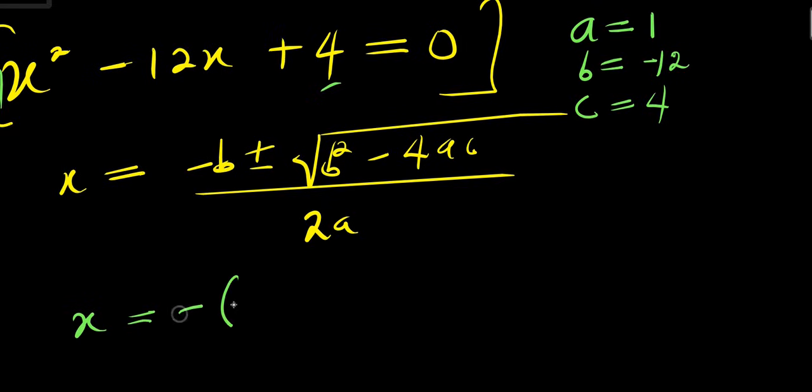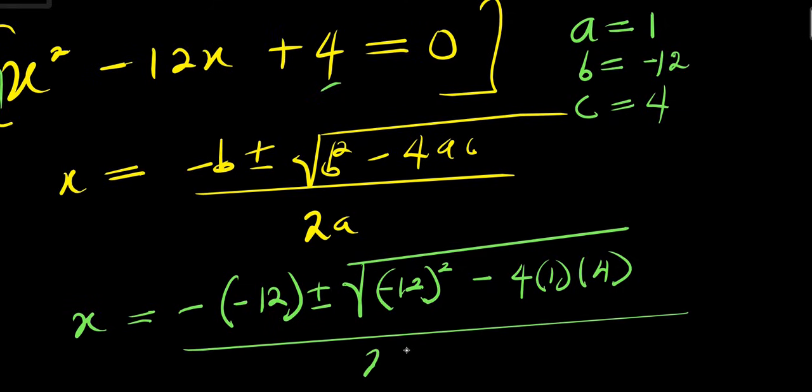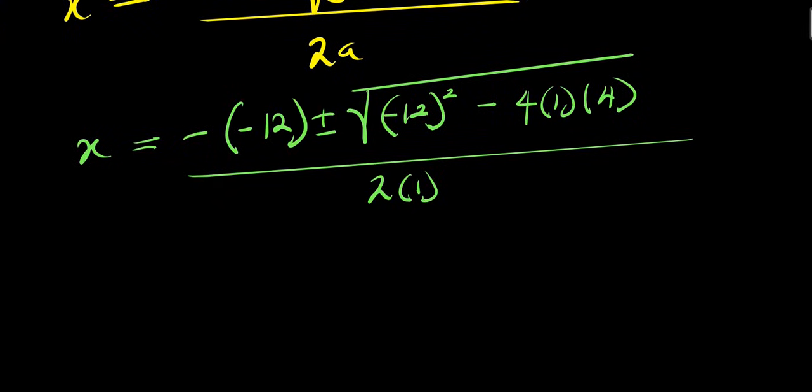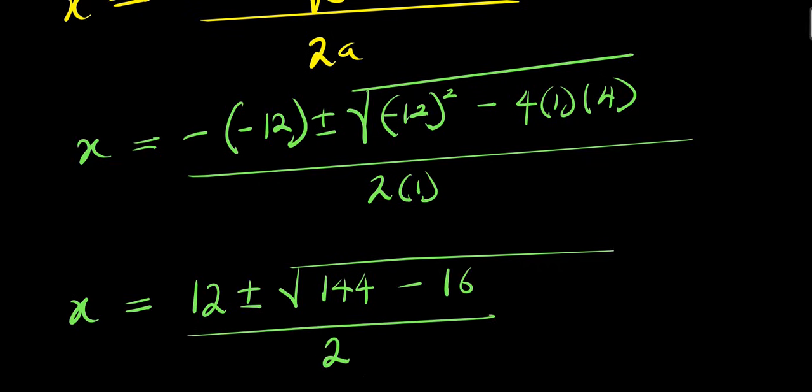x equals negative times negative 12 plus or minus square root of b squared, that's negative 12 to the power of 2, minus 4 times 1 times 4, divided by 2 times 1. So from here, we have x equal to 12 plus or minus square root of 144 minus 16, divided by 2.